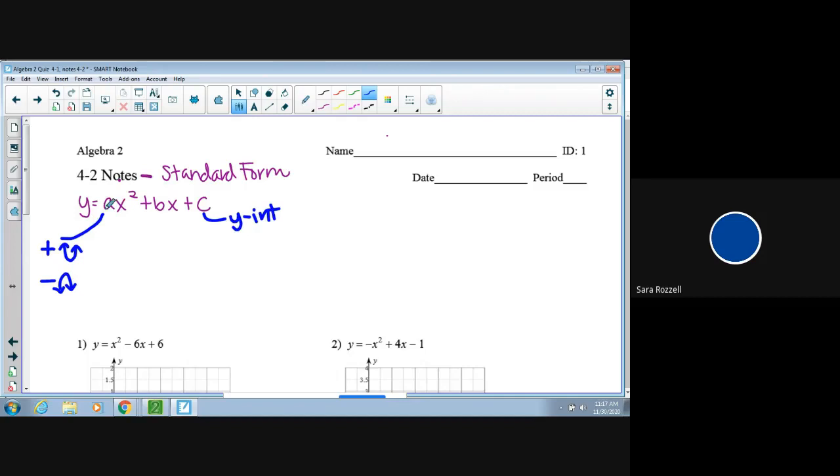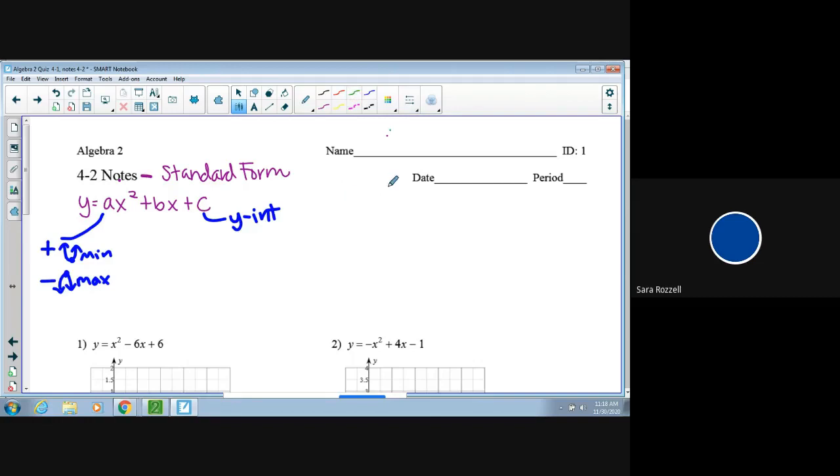We can tell if it's upward or downward based on the a value, and that lets us know if there's a max or a min. Remember, if it's upward, that's a minimum, right? This value is a minimum. If it's downward, this value is a maximum. So some of y'all were having trouble telling which was which. That's how we know, if the front is positive or if it's negative.